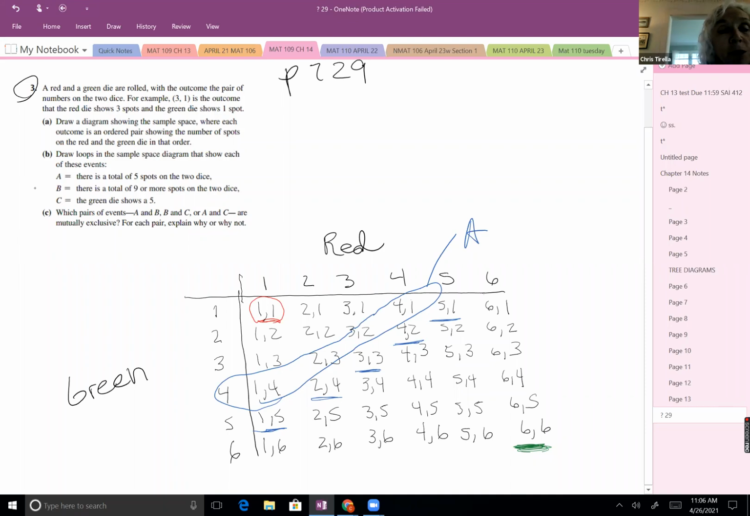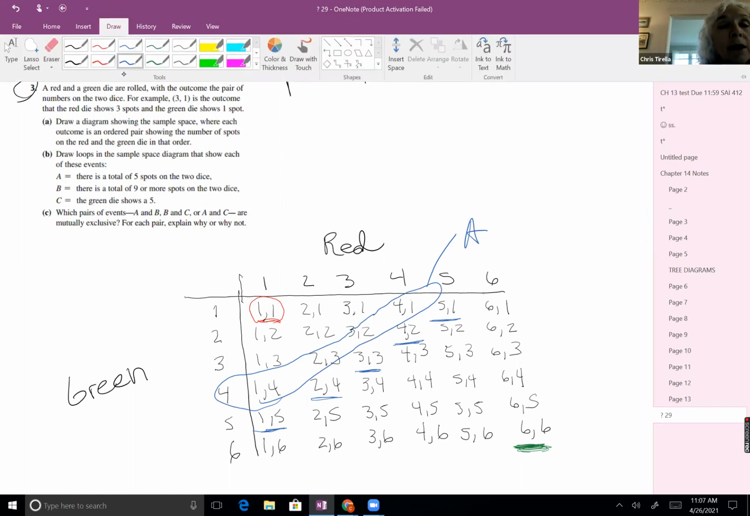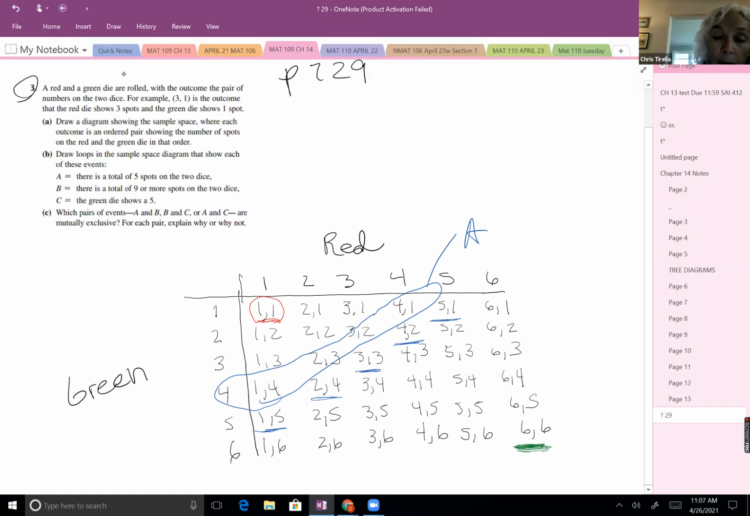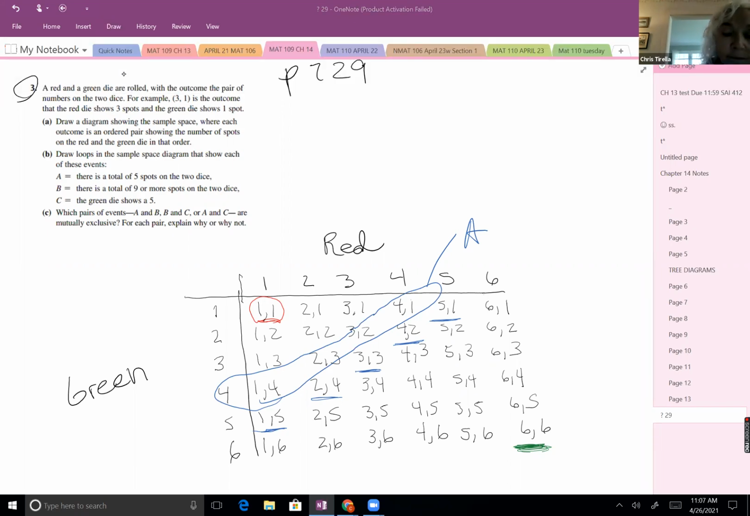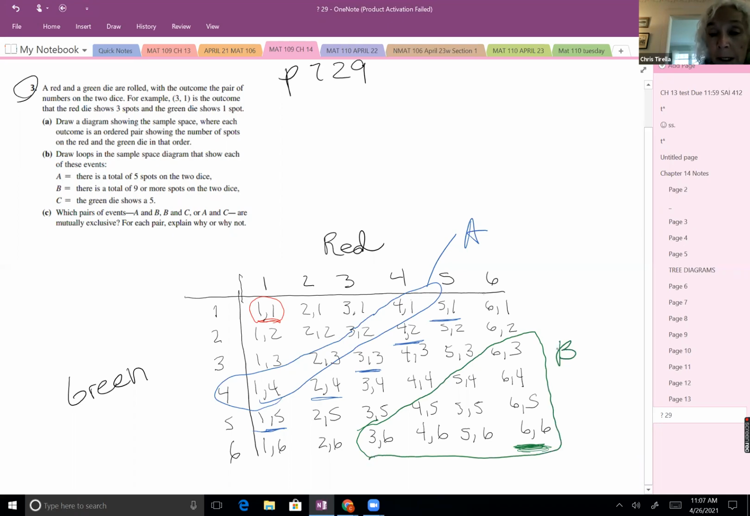B asks for a total of 9 or more. So let's see, for a total of 9, I'm going to circle these, I guess, in green. 9 would be 3 and 6, 4 and 5, 5 and 4, 6 and 3. I just replaced the battery. And any of the ones below that would be more. So this would be B.